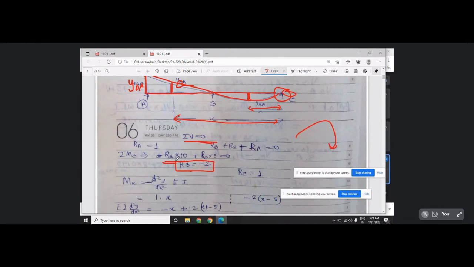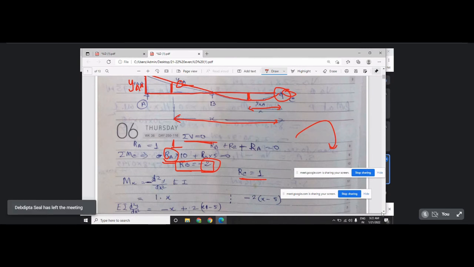RB is equal to -2 because RA you have given RA is equal to 1. Here a unit force has been applied. So RA is 1, naturally RC is equal to 1. So RB is equal to -2 means our assumption was wrong, it was in downward direction.